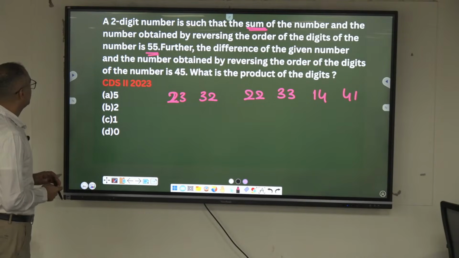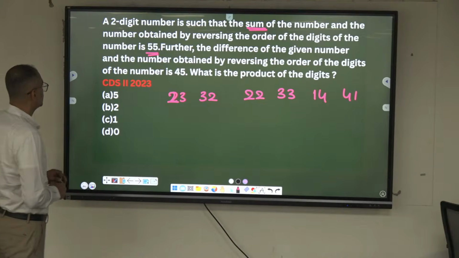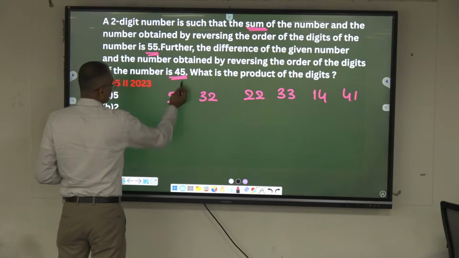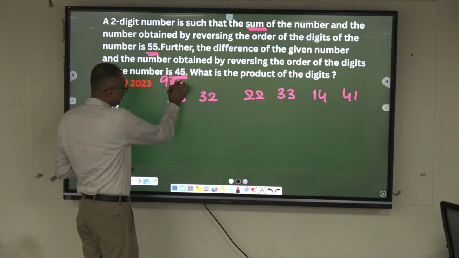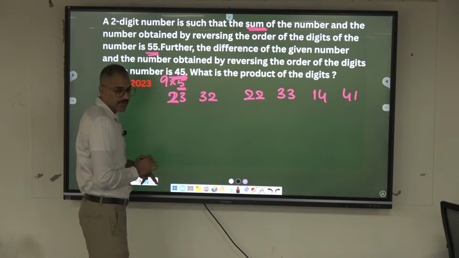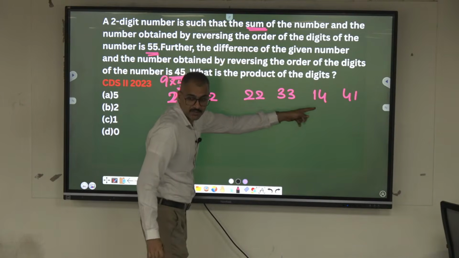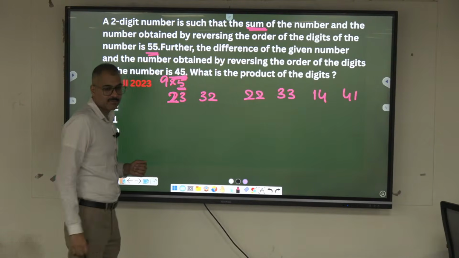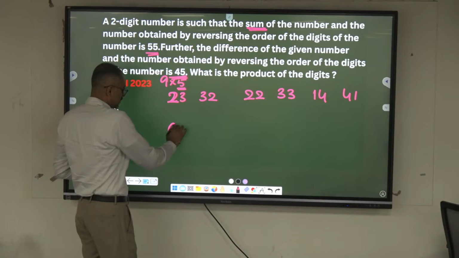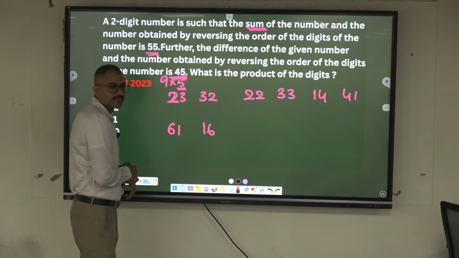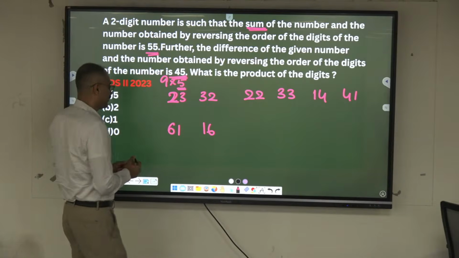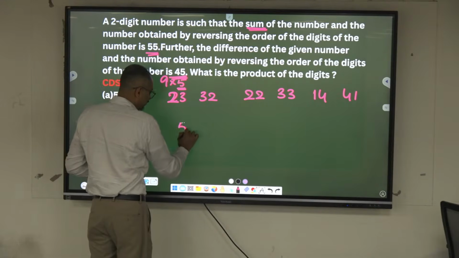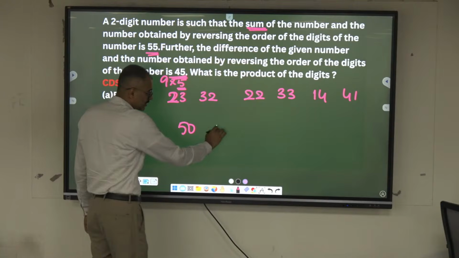Further, the difference of the given number and the number obtained by reversing the order of the digits has to be 45. None of these are 45. To get 45, this is 9 into 5, right? Difference has to be what? 5. None of these have difference 5. Sum has to be how much? 55.